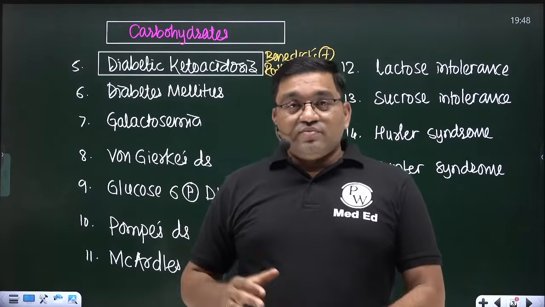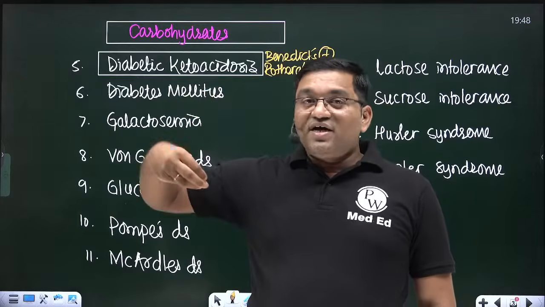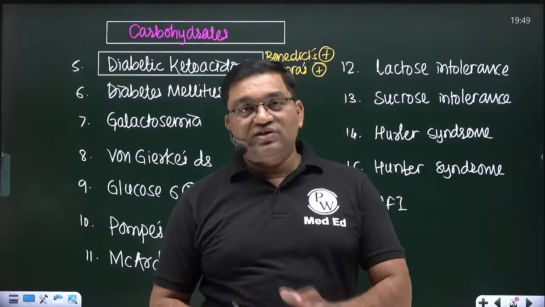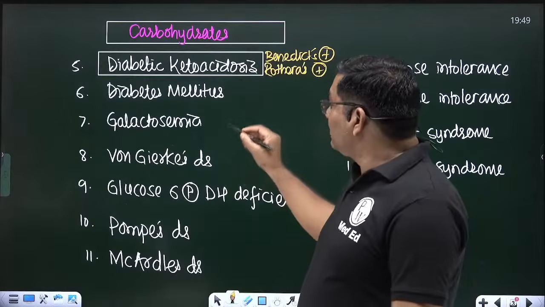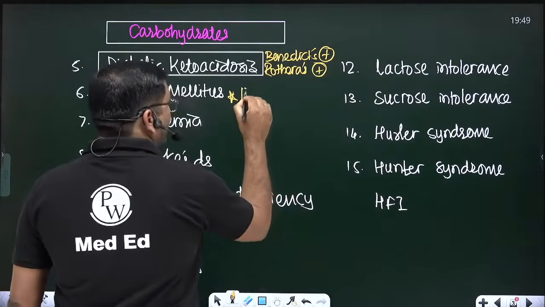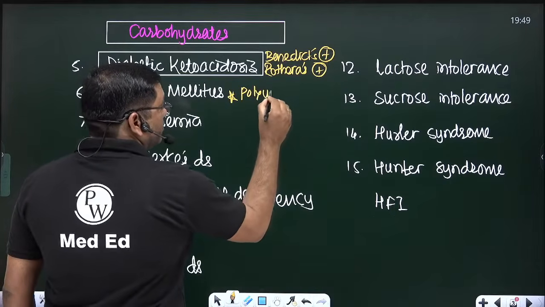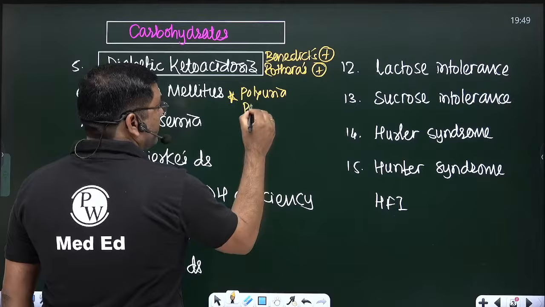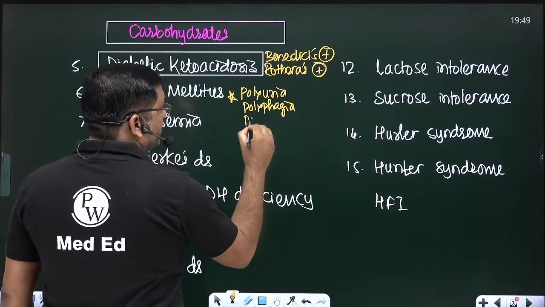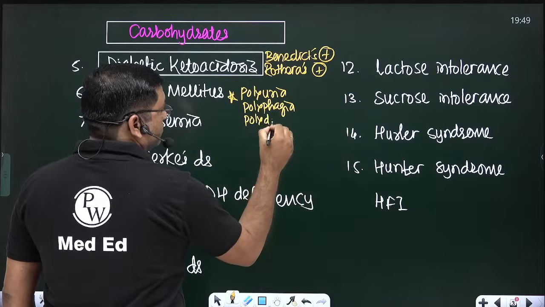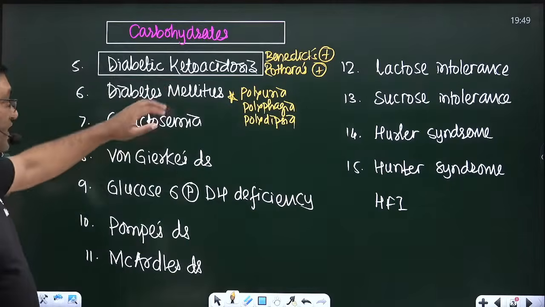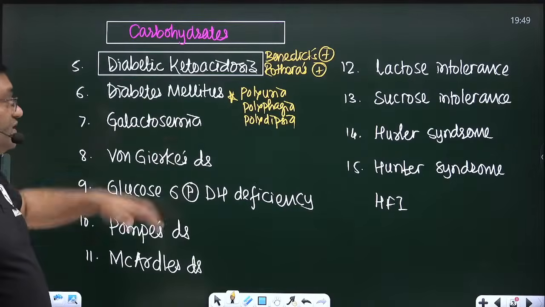मतलब ग्लूकोज यूरिन में आ रहा तो अपने साथ साथ पानी भी लेके जा रहा, so that causes the dehydration. That causes the three cardinal symptoms of diabetes mellitus, that is polyuria, polyphagia and polydipsia. So these are the three cardinal signs of diabetes mellitus.